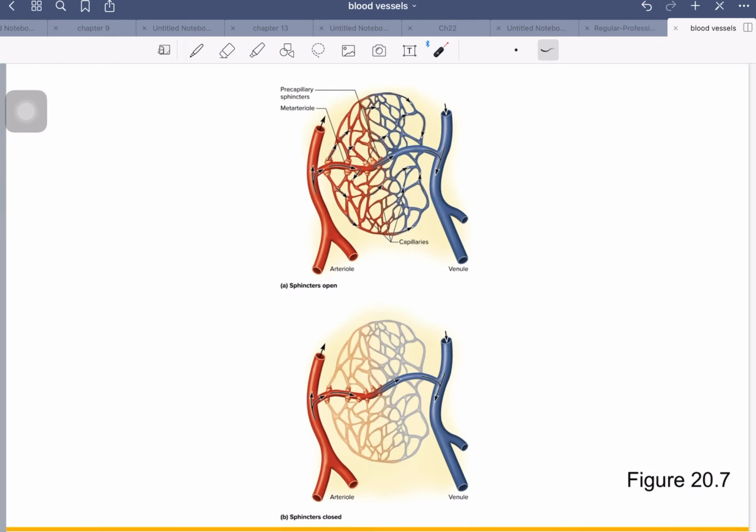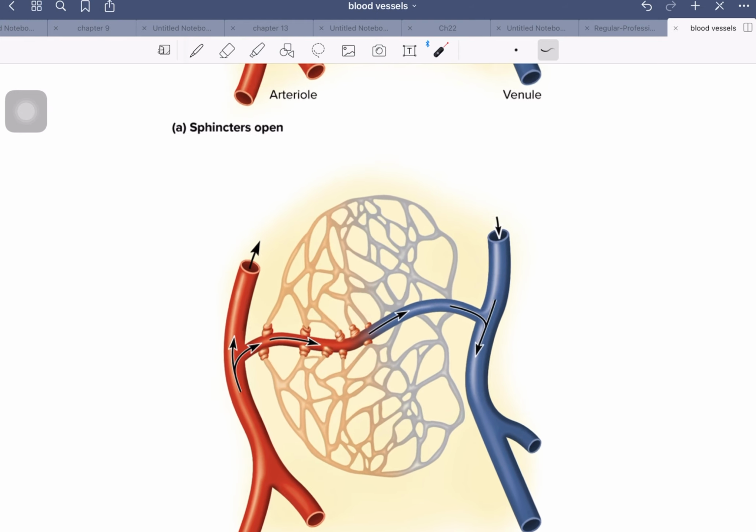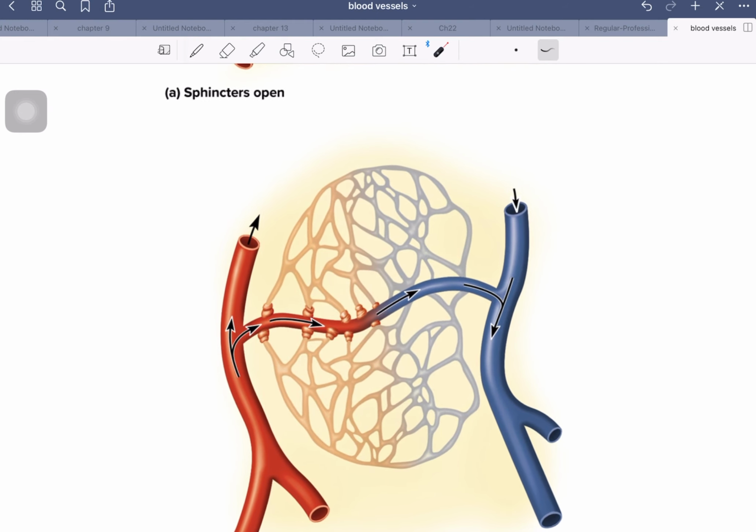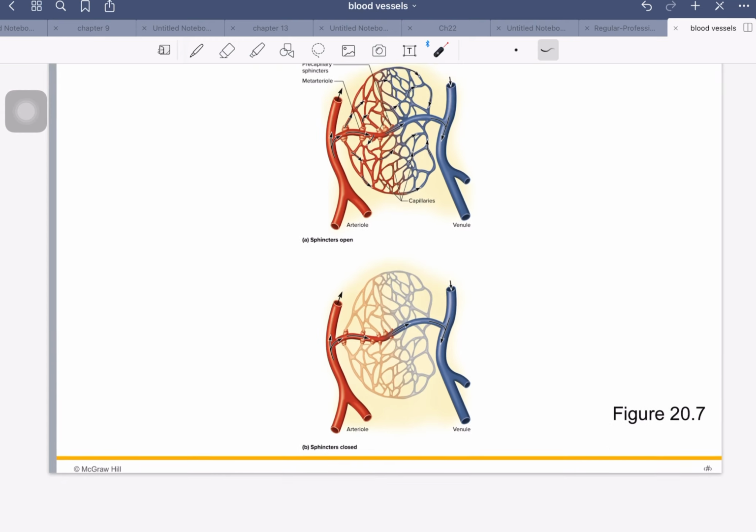Of course, as I said, the vast majority of the time most of these capillary beds are closed. So when they're closed, what happens is blood cannot enter because the sphincters have clamped down, and the blood flows through this thoroughfare channel and heads straight into the venous system. So any of the blood passing through here did not do any really significant exchange with the local tissue.